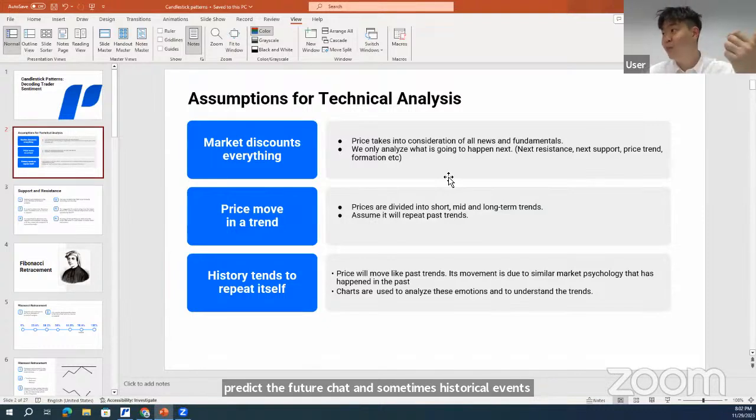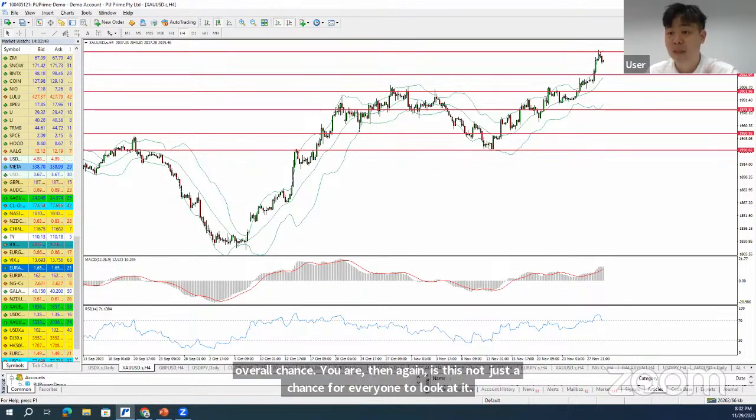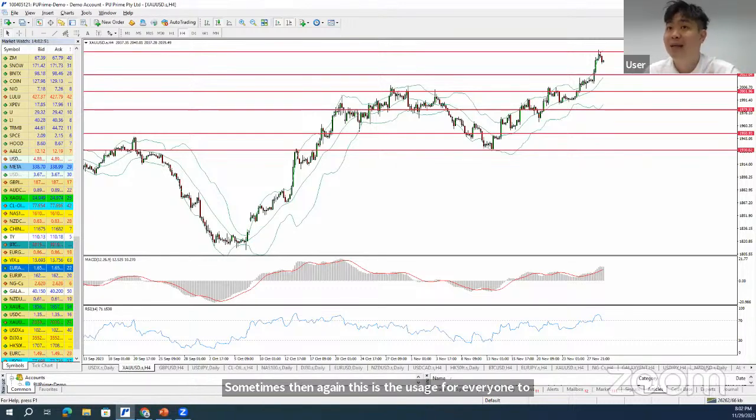And then price moves in trends. By using the analysis, you're able to better determine the short-term, mid-term, and long-term trends. From there, you're able to set your stop loss level and TP level accurately. Technical analysis is not just a chart for everyone to look at. Sometimes it helps everyone understand what the global market participants are thinking.